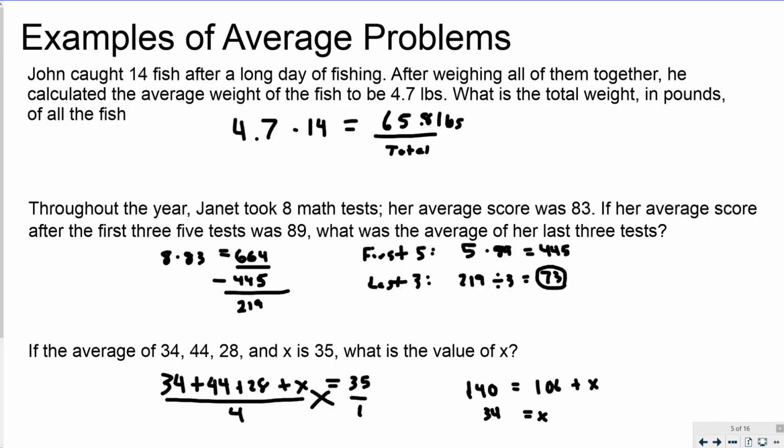And that is the missing data value in this set. Okay, so that's just a couple examples of some average problems, guys.